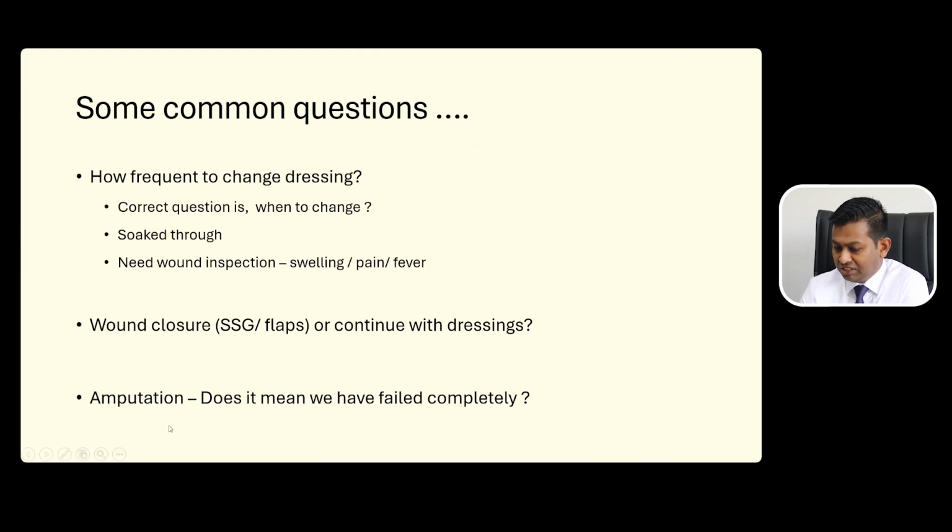Amputation, does it mean we have failed completely? Not really. Sometimes amputation is far better than prolonged wound care, especially in a young patient. But we need to make sure it's the right choice. We have to have a discussion with the patient. We have to explain what we can offer, what we can do, and the realistic time limits, everything. So amputation, I would say we keep it as the last option, and most of the time we are able to get off without amputation.